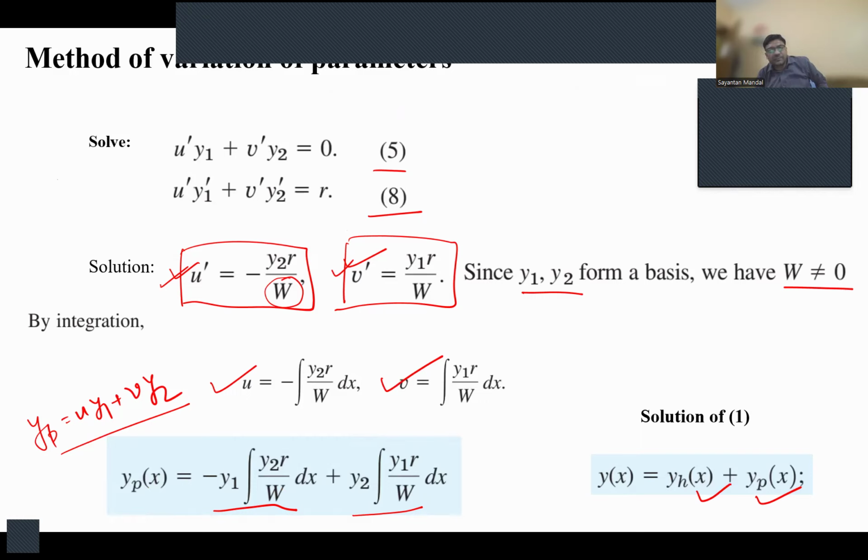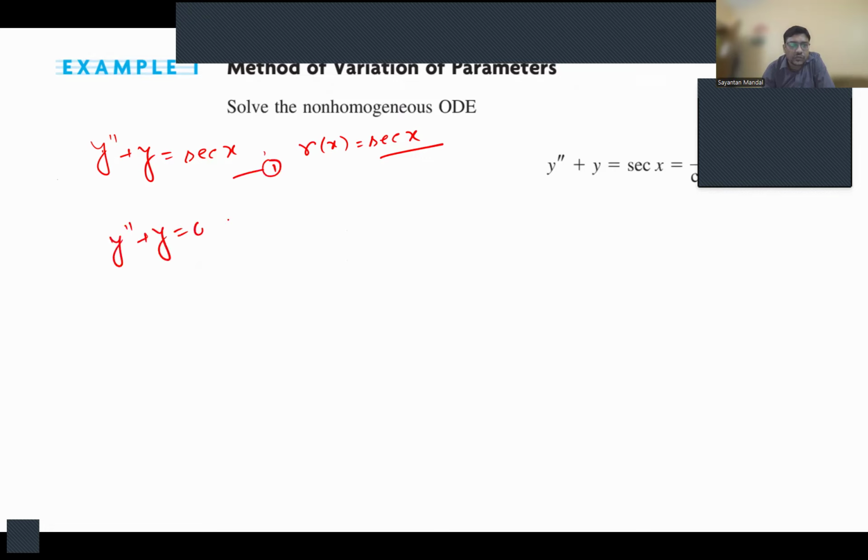Now let us understand this method using an example. Solve this one using the method of variation of parameters. So what is your equation 1? The non-homogeneous equation, that is y double dash plus y equal to sec x. In this case, r of x equal to sec x. Now what is the homogeneous equation? Y double dash plus y equal to 0. That is your homogeneous counterpart.